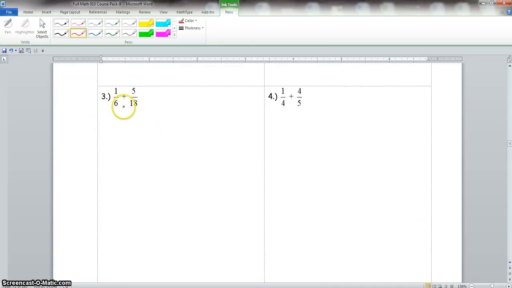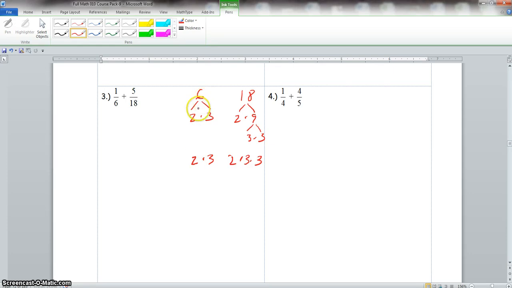Now, we need to find the common denominator of 6 and 18. So we have 6, we have 18. 6 breaks down to 2 times 3. And 18 breaks down to 2 times 9, then 3 times 3. So the prime factorization of 6 is 2 times 3, and the prime factorization of 18 is 2 times 3 times 3.